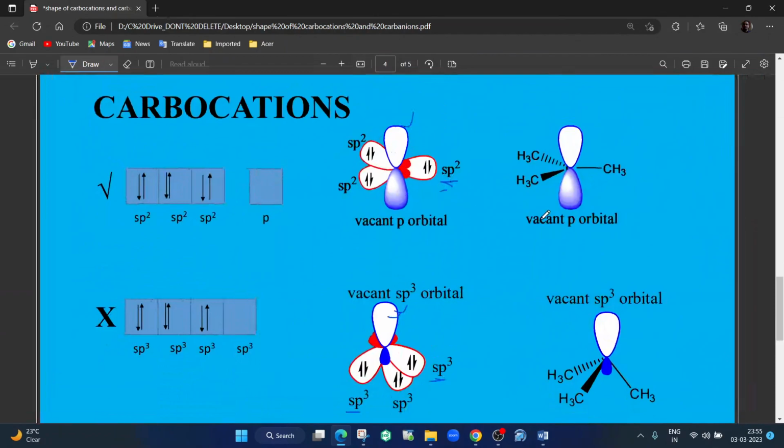carbocations are sp2 hybridized, and you know sp2 hybridized is trigonal planar in shape, and this is the trigonal planar and this is the vacant p orbital. Had it been sp3, then it should have been tetrahedral in shape. So the 3 bonds would have been pyramidal and this vacant orbital would have been there, but this is not right, and what is right is this one, right?